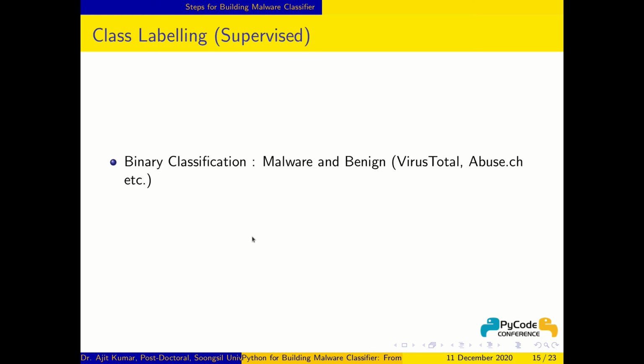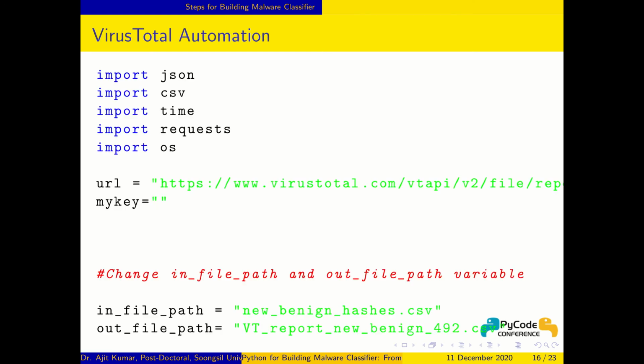Once we have done pre-processing, now comes class labeling. For class labeling we want to do binary classification, malware and benign, and we can use VirusTotal or abuse.ch also. For one sample it is easy, we can submit and see, but if you have lots of samples, then we need to go for automation. If you want to label the family of the malware also, you have to do this. So how will we automate this process?